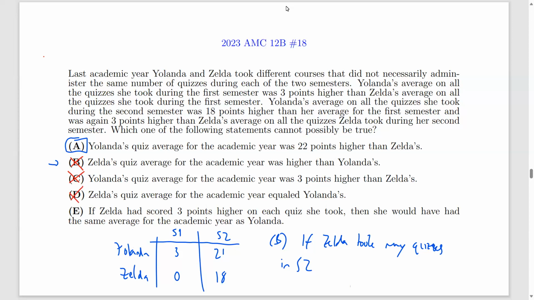Lastly, with choice E, if Zelda had scored 3 points higher on each quiz she took, then she would have the same average as Yolanda. And similar to choice C, choice E can happen if each person took exactly one quiz in each semester. Then Zelda would have the same average as Yolanda, so choice E could happen. Therefore, we've shown that choices B through E are not correct, therefore the answer is A.